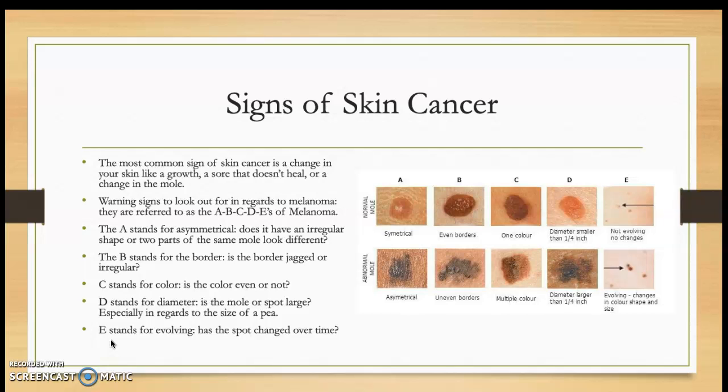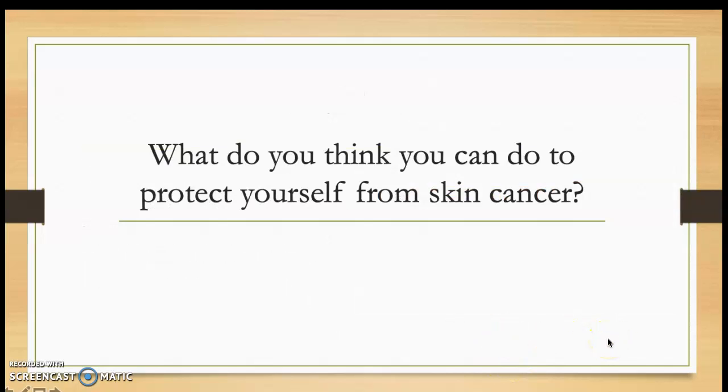And E stands for evolving. Has the spot changed over time? Has it changed in shape, color, size? And if you look at these moles, at first they're not evolving or changing. And then as time goes on, they do start to change, where they're getting bigger and getting darker. So those are the signs for melanoma. So always be on the lookout for those.